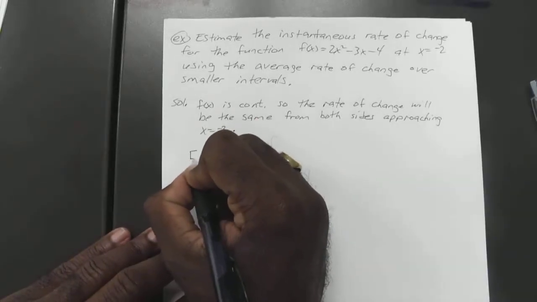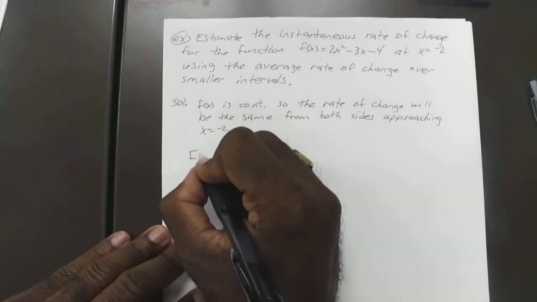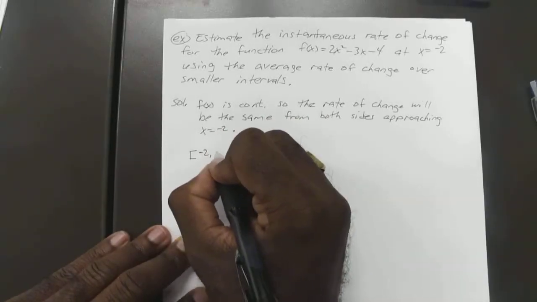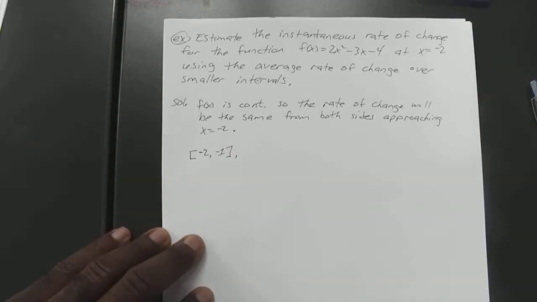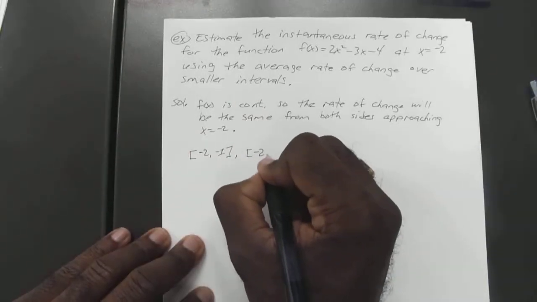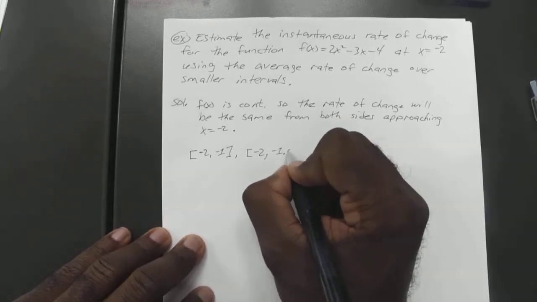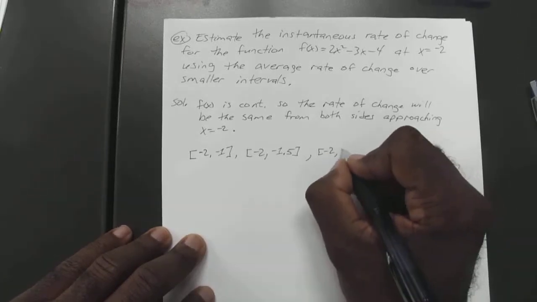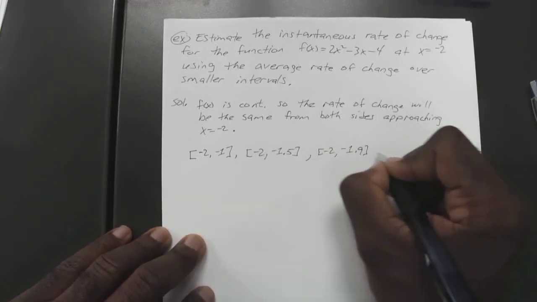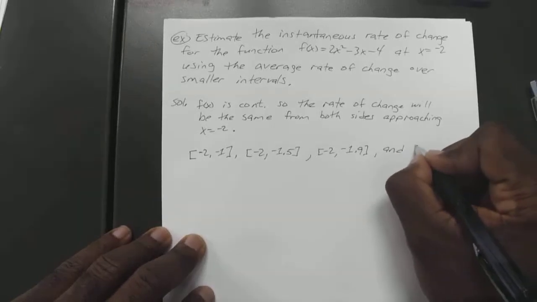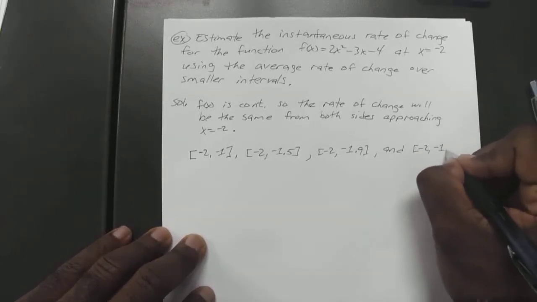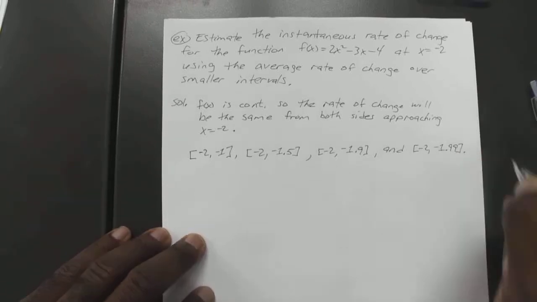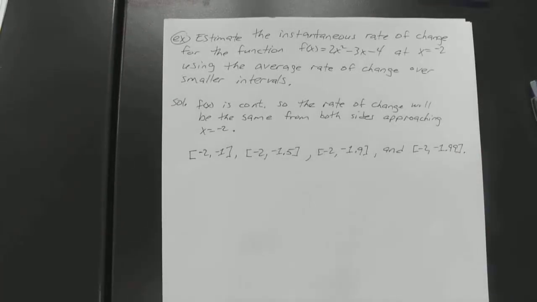Okay, so we know here, let's say we'll go from -2 to -1. Then we'll get a little bit closer, so from interval -2 to -1.5, then a little bit closer. Let's say -2 to -1.9, and let's say from -2 to -1.99. Okay. So we're just going to apply the slope of the secant line formula to each one of those.